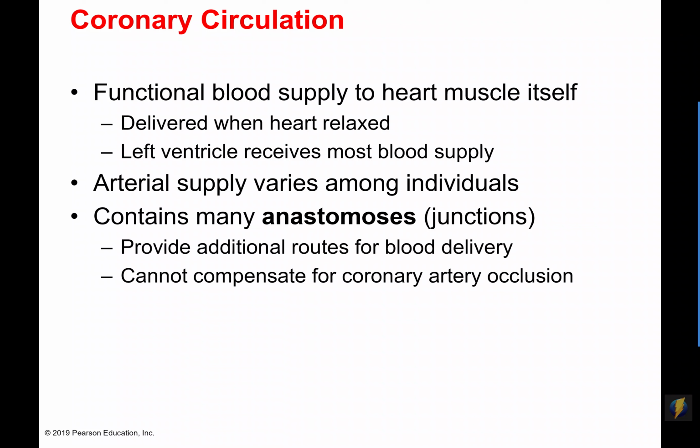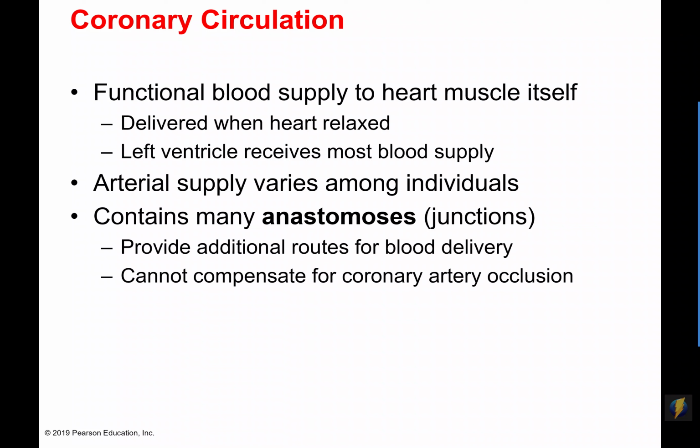But for the heart muscle to get blood, it has to be pumped by the heart out into the aorta and then delivered via some arteries. That delivery only occurs when the heart is relaxed, and since the left ventricle is the kind of largest part of the heart, it does receive most of the blood supply.